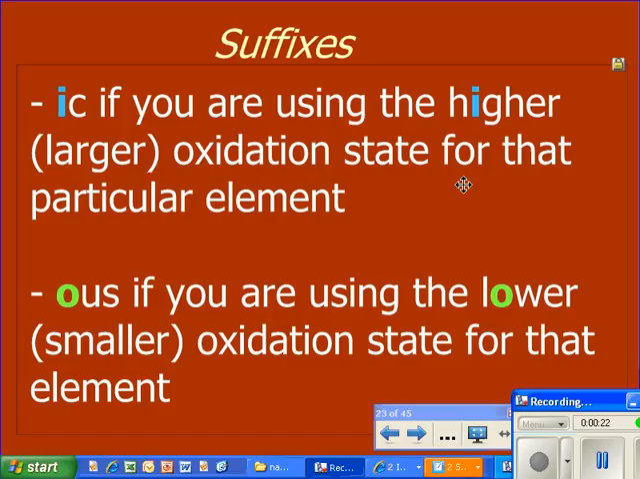If you're using the higher or larger of the oxidation states available for a metal, generally a transition metal that has more than one oxidation state, you're going to use ic. If you're using the lower or smaller oxidation state, we're going to use the suffix us.